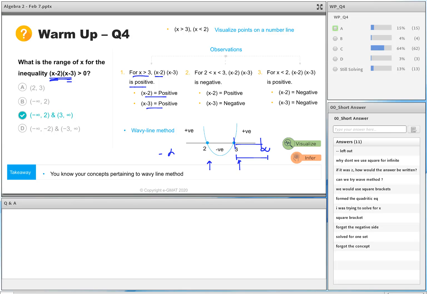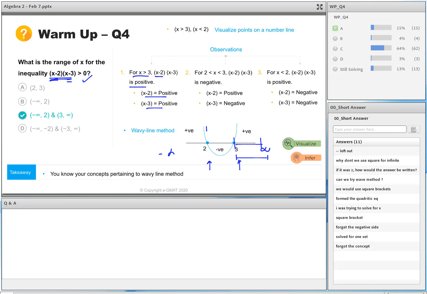Is this region aligned to the question? Yes, it is, because in the question itself, they are asking us which region gives us a positive product. Greater than 0 means a positive product. So this is a region that we can consider for the answer.